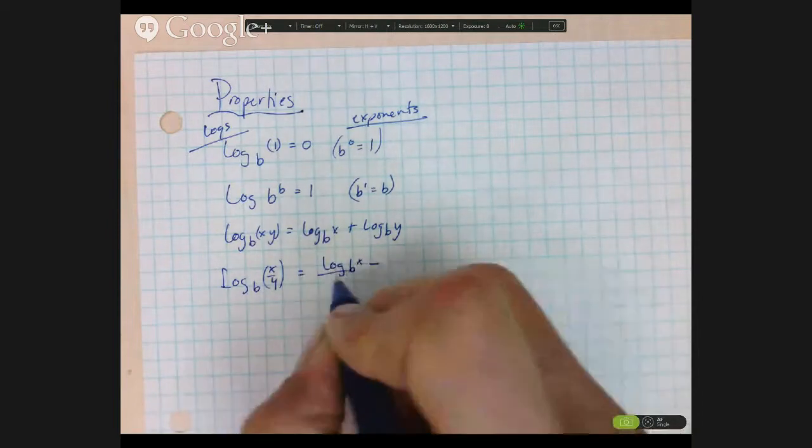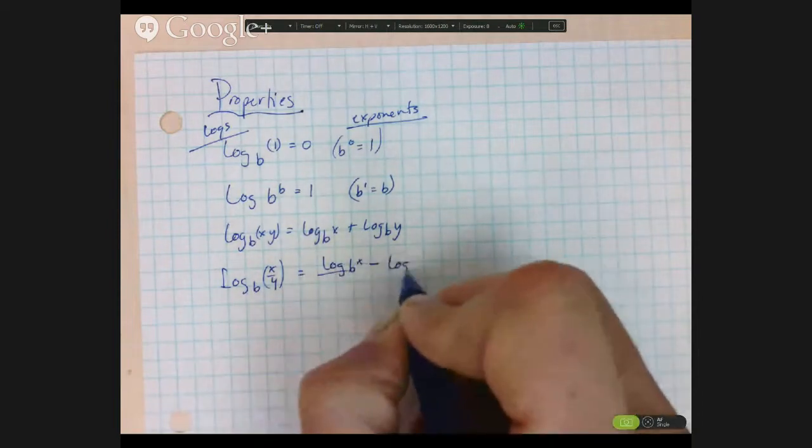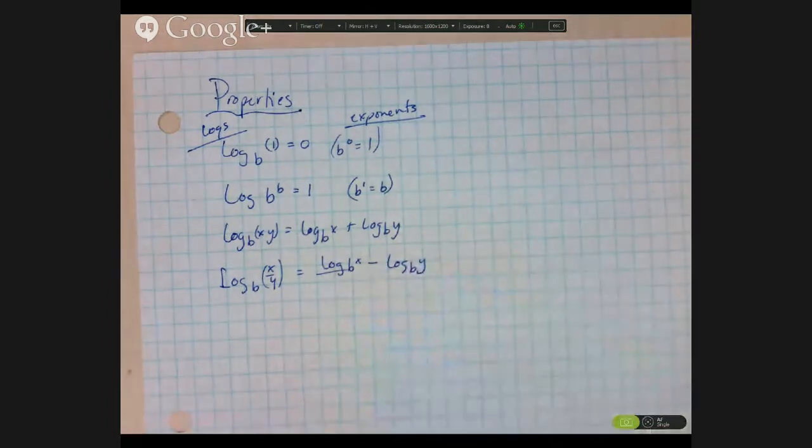Minus. I don't know why I underlined that. You don't have to worry about it. Okay.